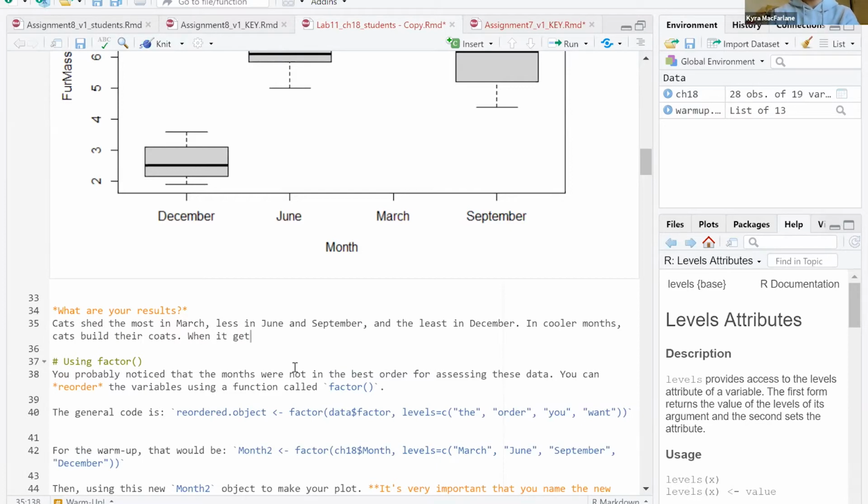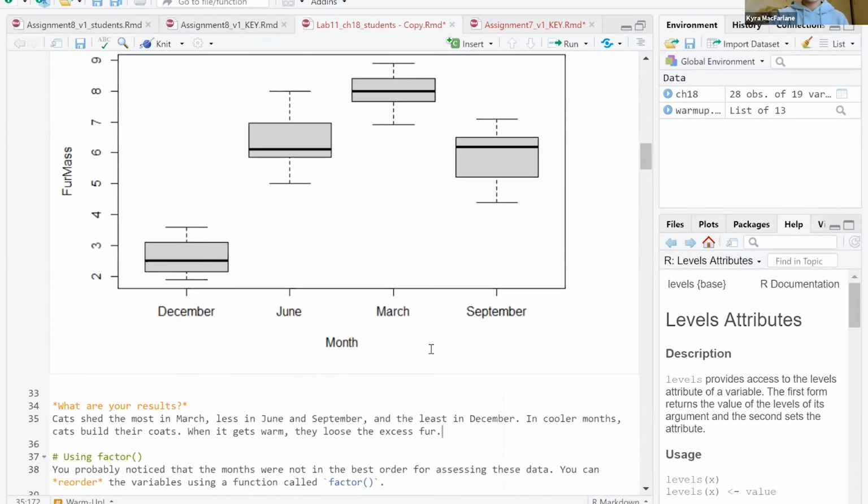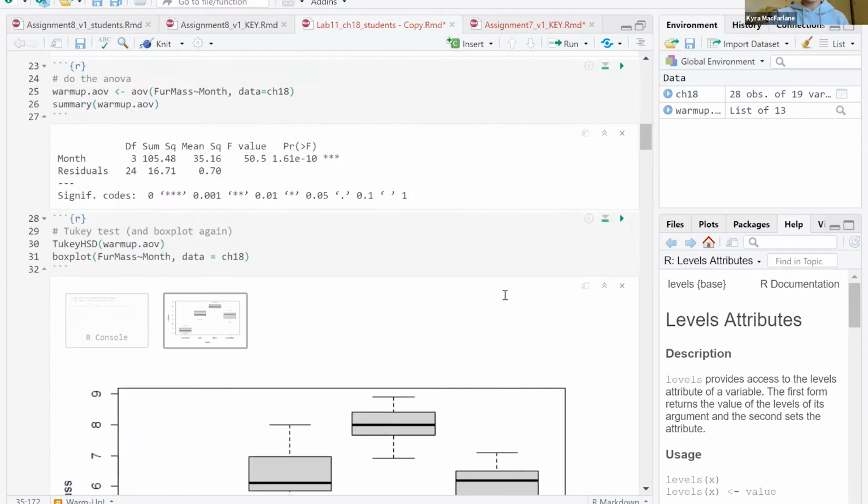When it gets warm, they lose the excess fur. So it's pretty straightforward.